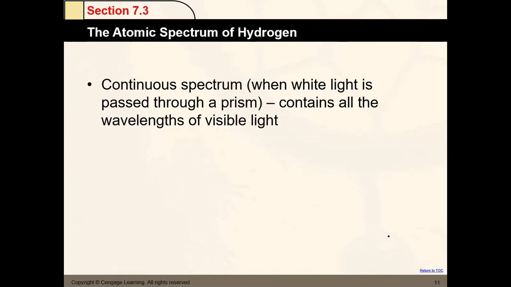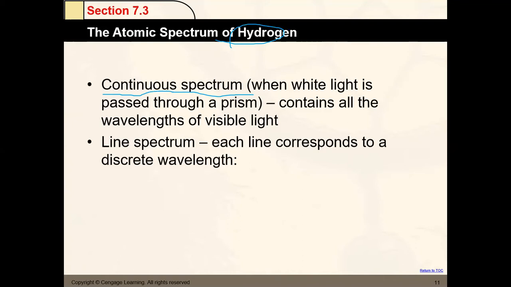After that came Niels Bohr. He focused on hydrogen; hydrogen was his main area of study for this theory. So he studied this particular system, the continuous spectrum and also the line spectrum. Okay? So what is the continuous spectrum and what is the line spectrum? Right? Two different spectrums.